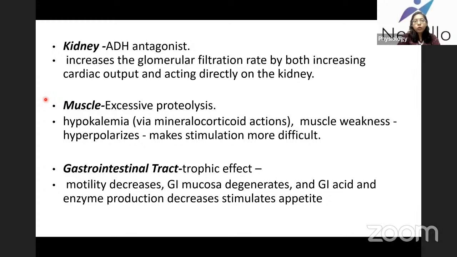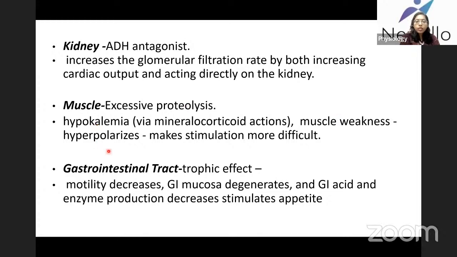Coming to muscle, I've already told you there's a loss of muscle, that is, there's a catabolism of protein which takes place, which results in weakness of the muscle. In addition, it also causes hypokalemia because of the mineralocorticoid action. Hypokalemia is a reduction in the potassium levels, which enhances the muscle weakness. How? Because hypokalemia causes hyperpolarization of the membrane potential. Hyperpolarization, as in the membrane becomes more and more negative. It becomes below the resting membrane potential, and below the resting membrane potential, it becomes very difficult for it to get stimulated and activated. Hence it results in enhanced muscle weakness.